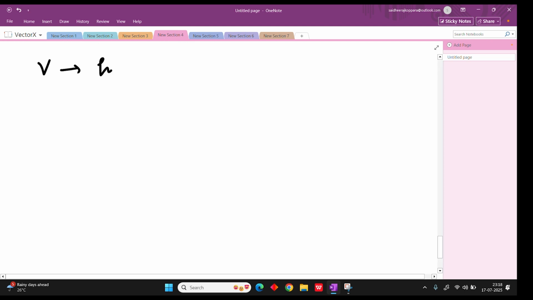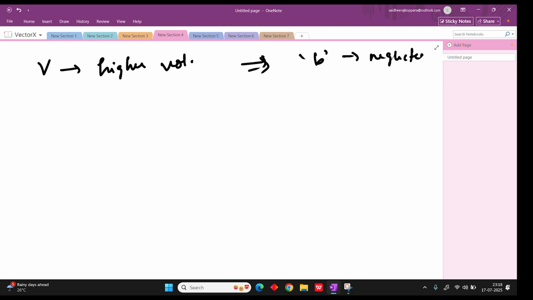And similarly with V, higher volume implies B is neglected. Okay. When attractive forces dominate, a is there, B will be neglected. And when repulsive forces dominate, B is there, a is neglected. Okay.